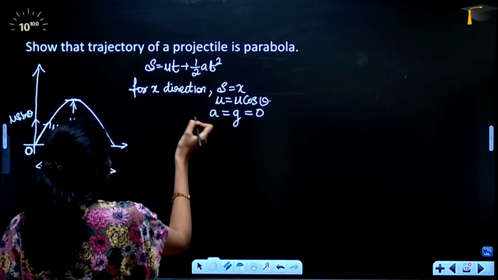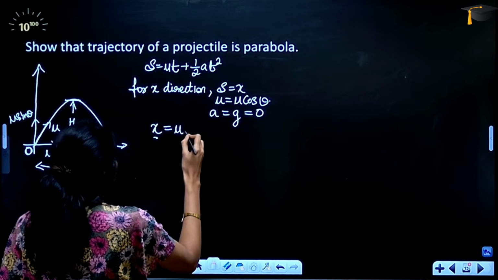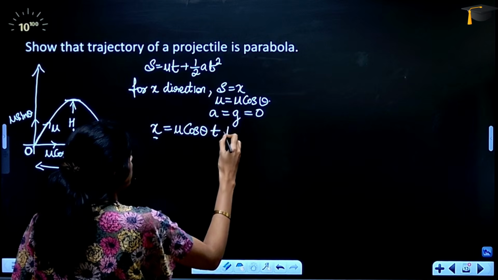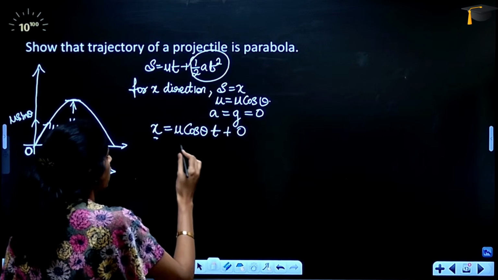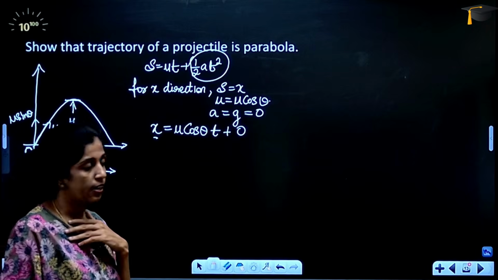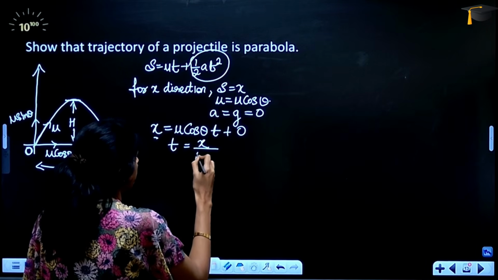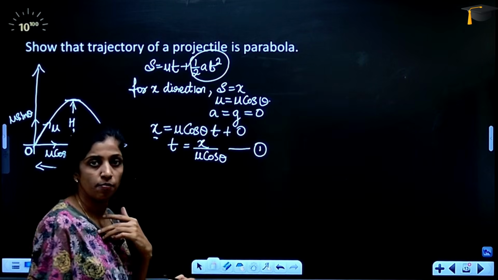Now substitute. If I substitute, I'll get X equals U. Instead of U, I'll take U cos theta into T plus, since G is 0, this complete term will become 0. So I'll get X equals U cos theta into T, or from this I'll take T. T equals X divided by U cos theta. I'll take this as equation 1.